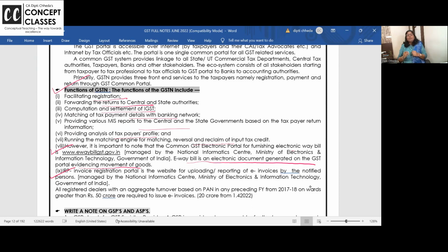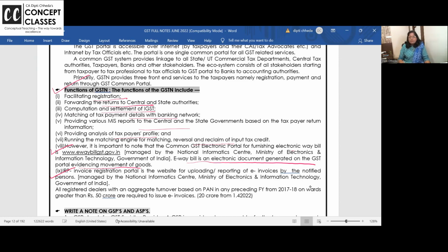Generally, we prepare invoices in our software, Tally and all. But if your turnover crosses a limit, you have to generate the invoice also on the portal, so that manipulation does not happen. This is all for that purpose. So IRP, I am going very slow and repeating.